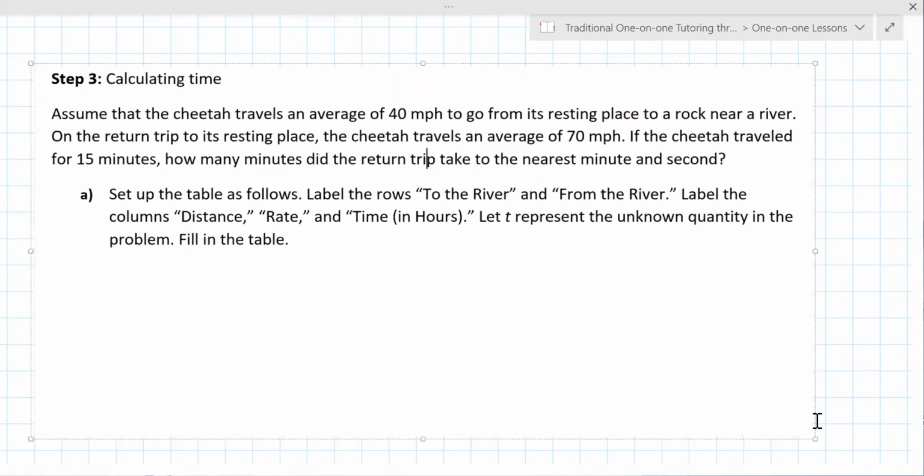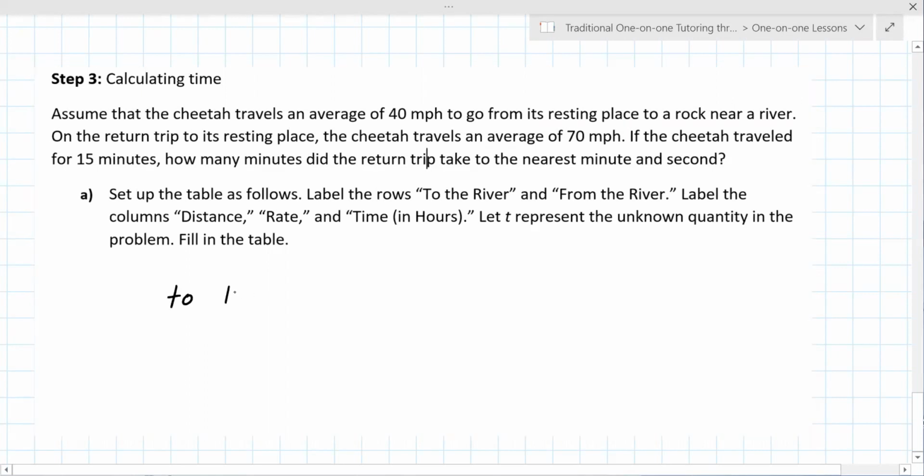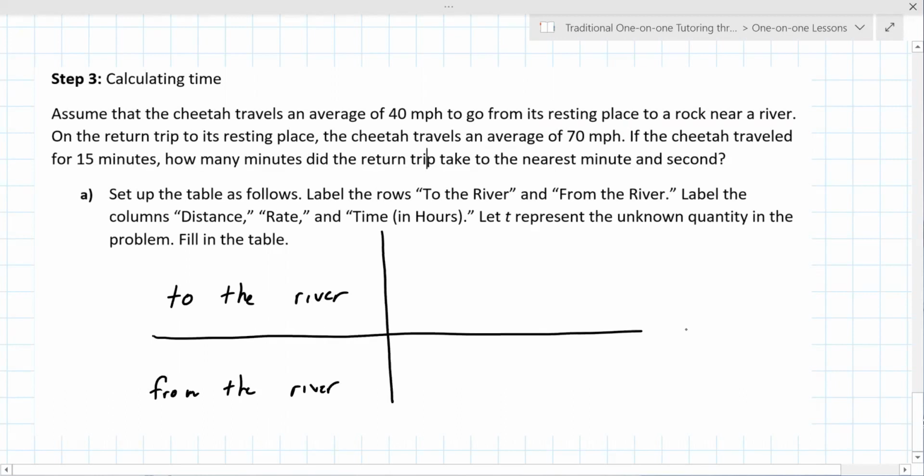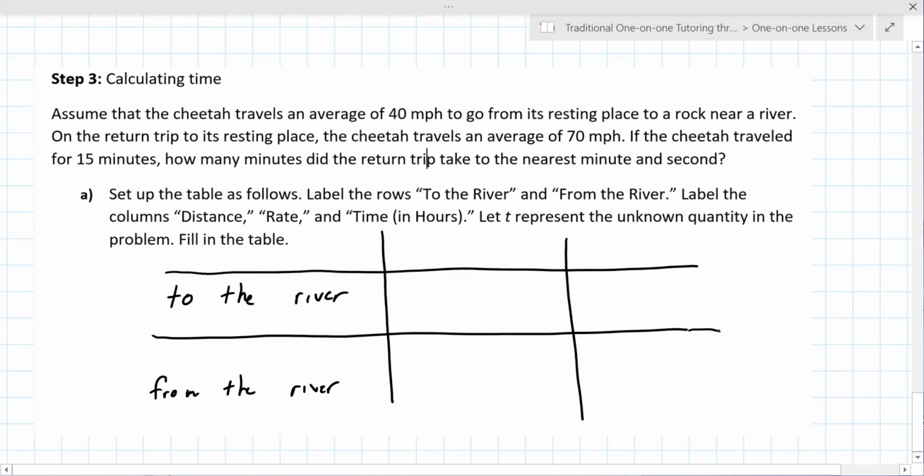We'll see here. So they want you to make a table. There's a row to the river, and from the river. I generally read the prompts after I've done whatever it says here. That's a test-taking strategy, to go right to the thing they're asking for. And then we've got distance, rate, and time.